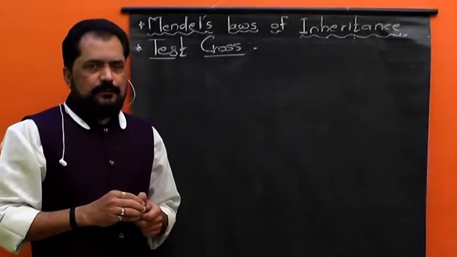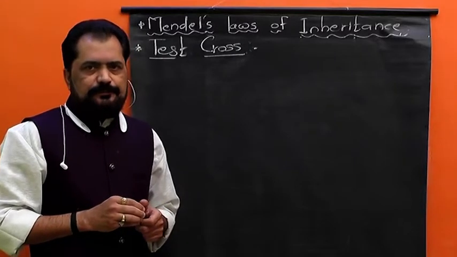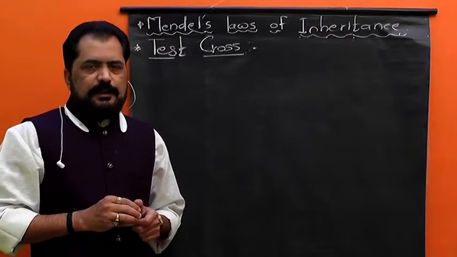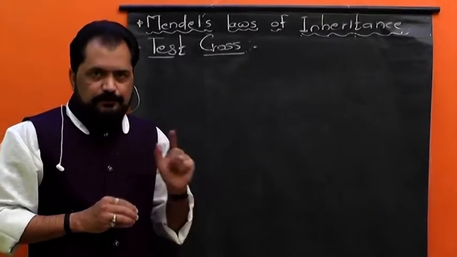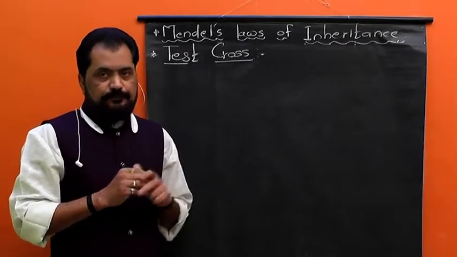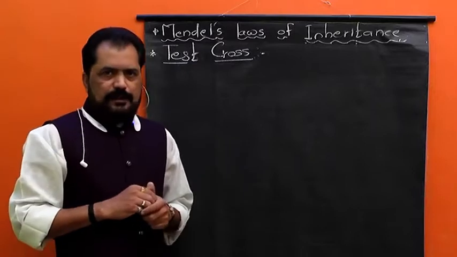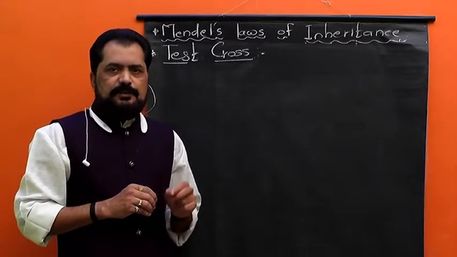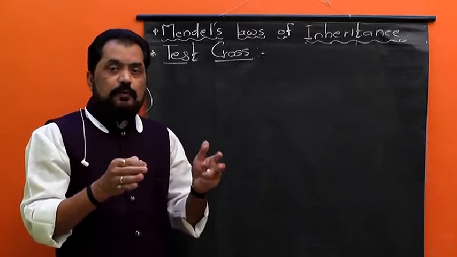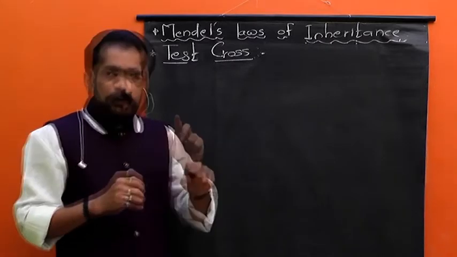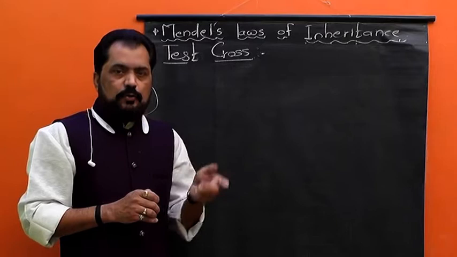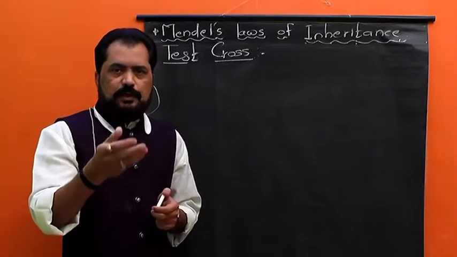Let me tell you the statement. What does it mean? Test cross. Test cross is the genetic cross between an organism of unknown genotype with a recessive organism. Listen once again. Very simple. Test cross means it is the genetic cross between an organism with unknown genotype, meaning the organism whose genotype is not known to us, with a recessive homozygous organism.